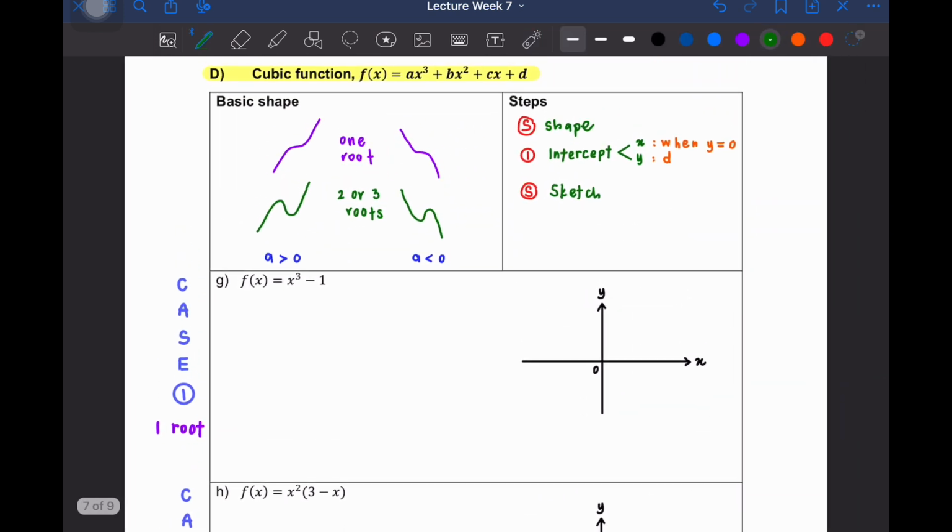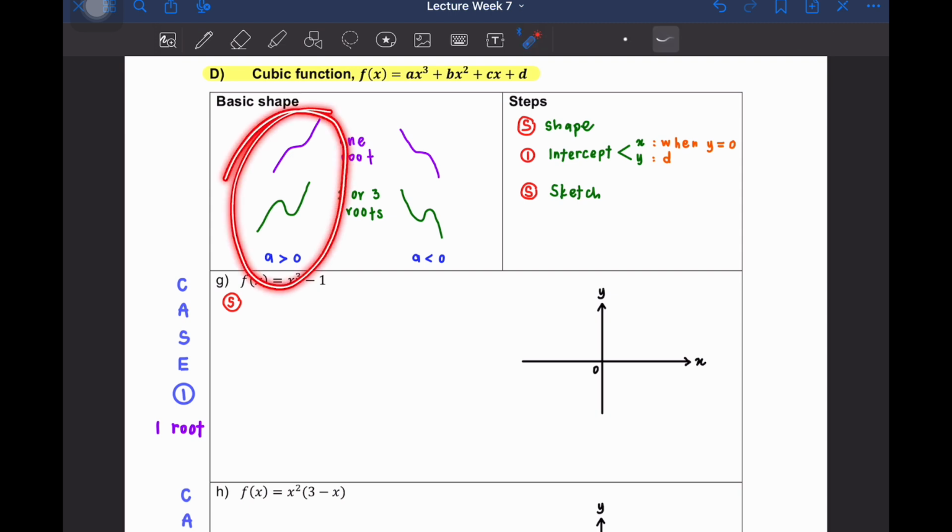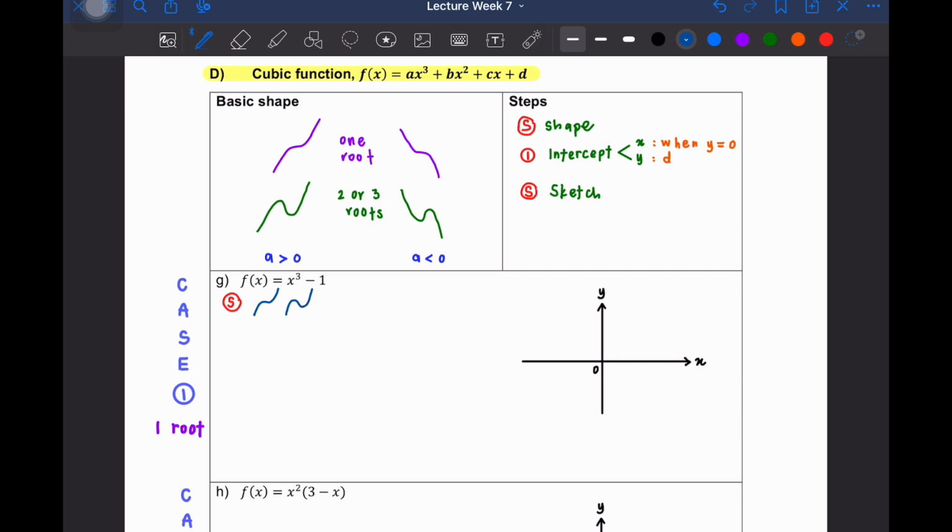The first step that we need to do is to determine the shape. The first S is shape. Look at your x cube. Here we have a positive x cube, so if it is positive x cube, it means we will have this shape. Let's say firstly you don't know whether it has one root or two roots, so just draw these two shapes over here. You will do it like this. Just draw two shapes going up like this, and another one with an extra curve. Yeah, like that.